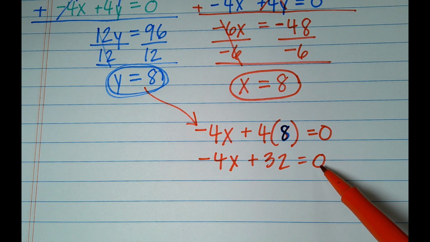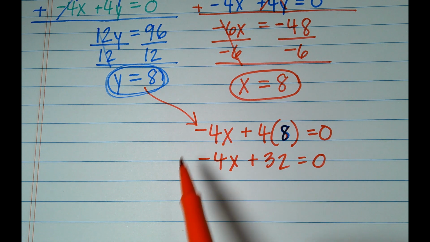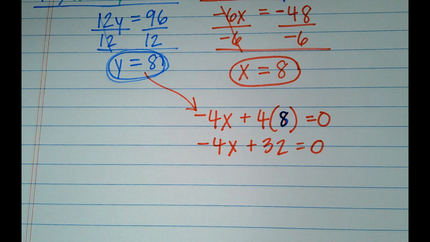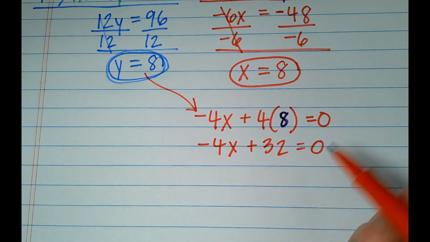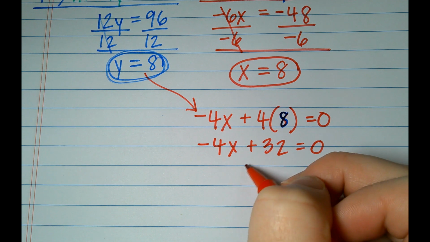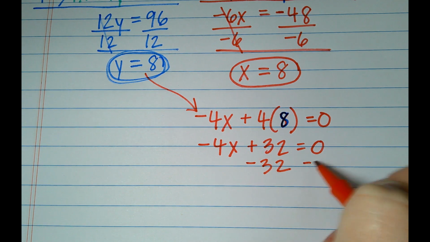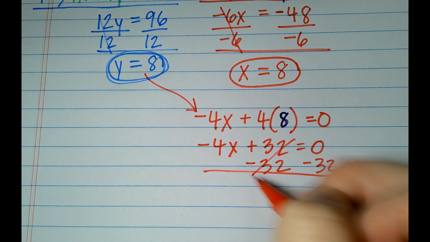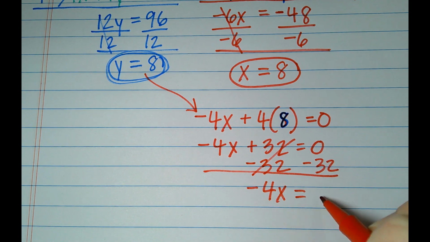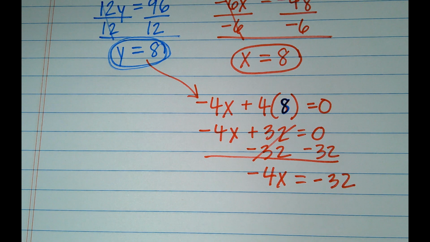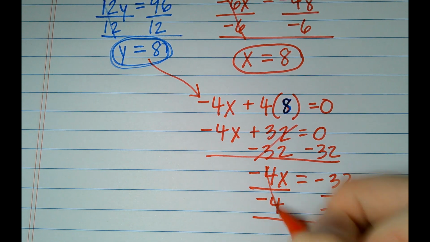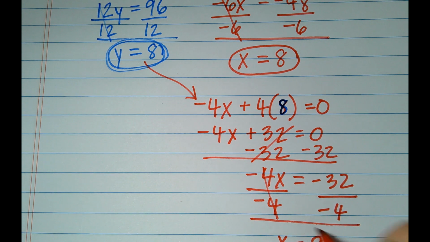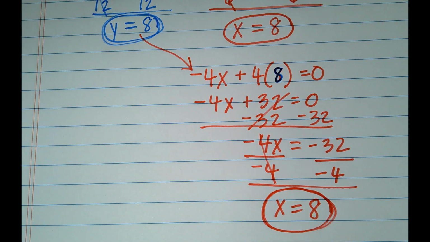Mm-hmm. So then I divided negative 4 on both sides. So if I divide before I bring the 32 over, yeah, that's okay. Negative 32. Yes, and that'll give you your positive 8. So then we would get negative 4x equals negative 32, divide by negative 4. The two negatives cancel. We get x is positive 8. There we go.